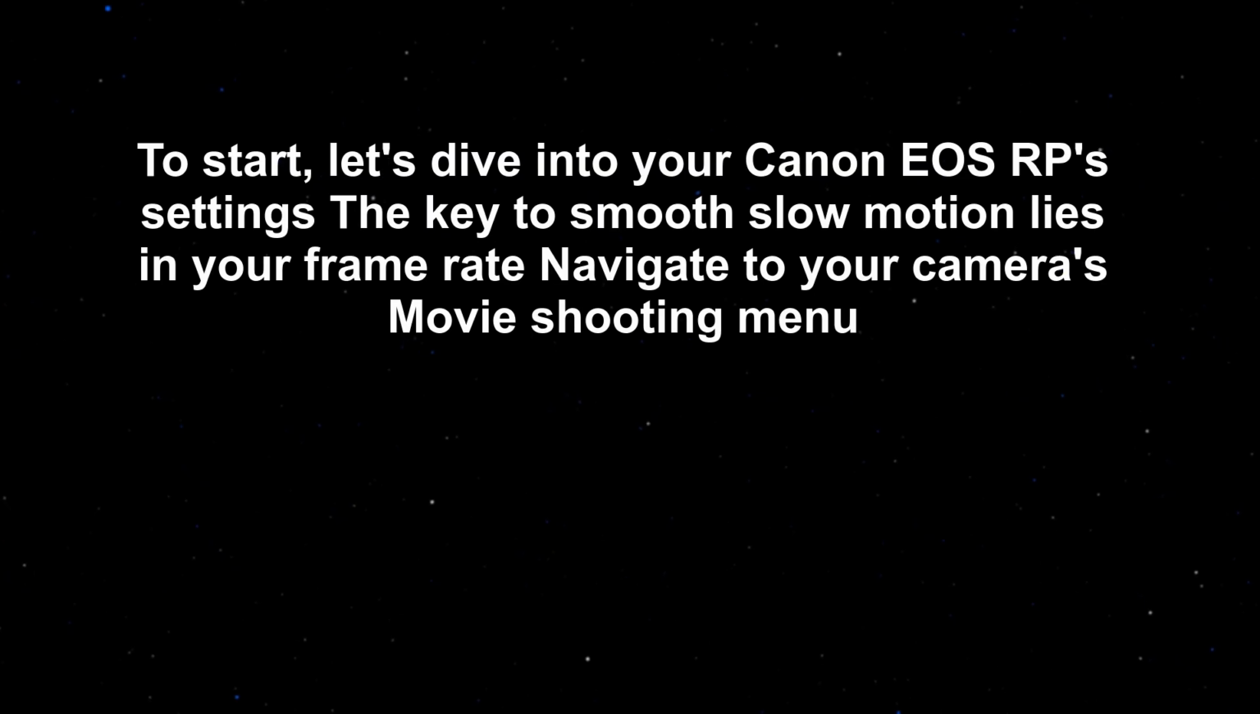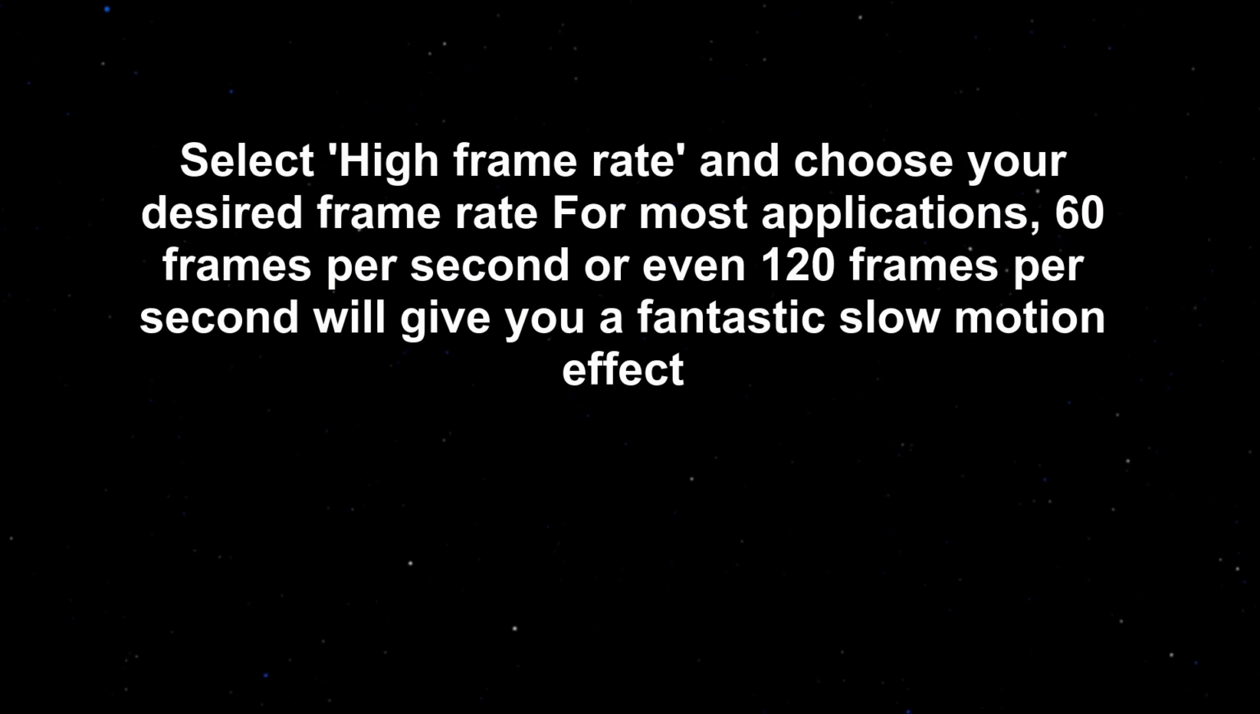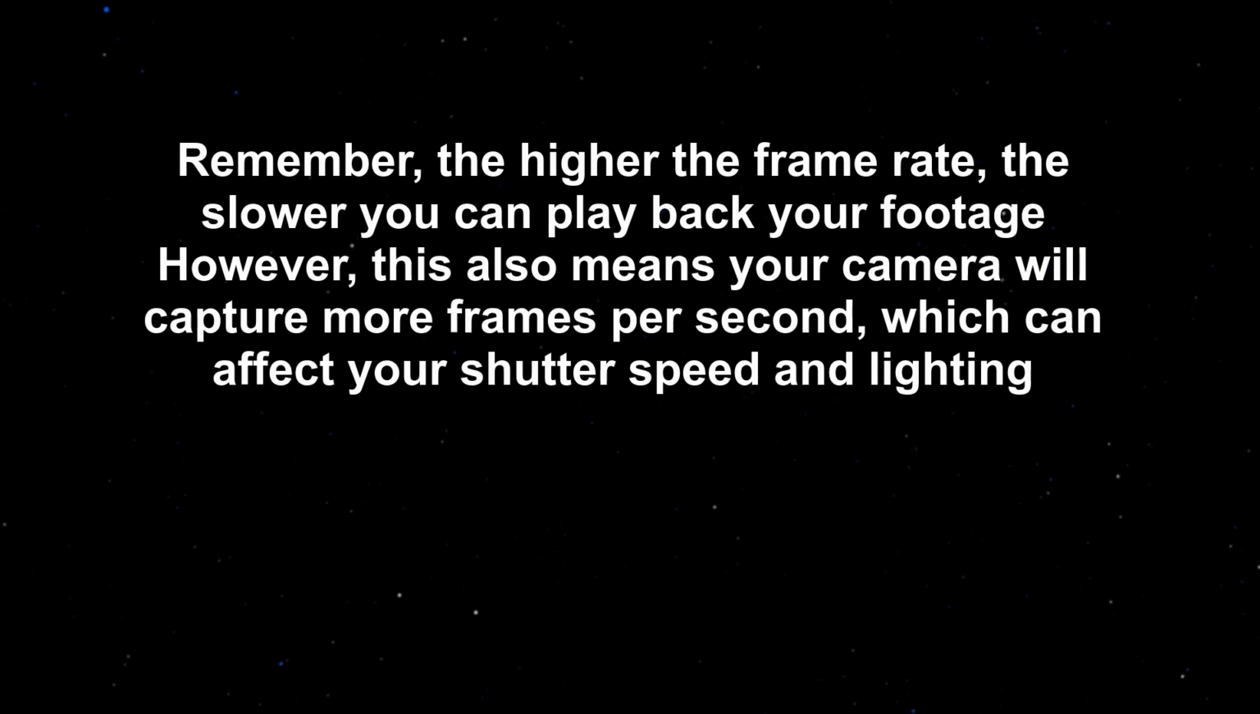Navigate to your camera's movie shooting menu. Select high frame rate and choose your desired frame rate. For most applications, 60 frames per second or even 120 frames per second will give you a fantastic slow motion effect. Remember, the higher the frame rate, the slower you can play back your footage.